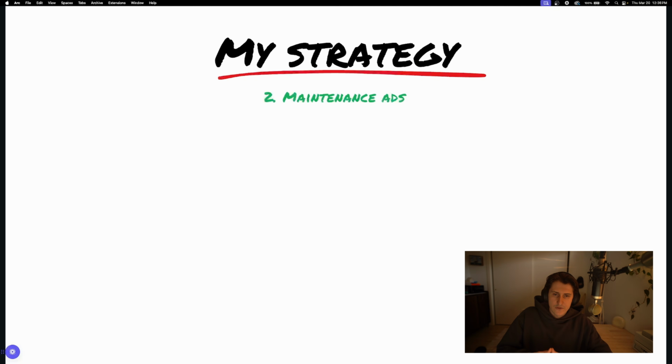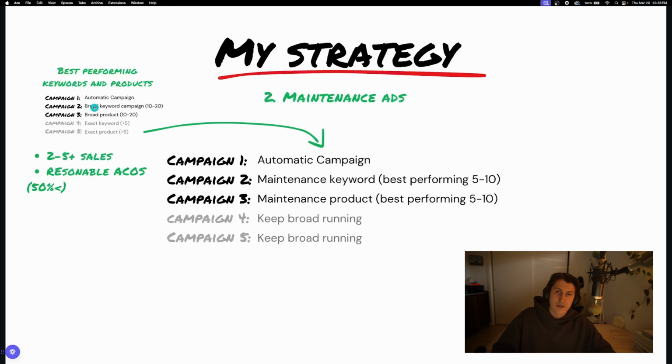So our maintenance ads are just going to be ads that will be better over the long term. They're not going to be as broad. They won't spend as much money. And we know that we're only going to be targeting things that will actually bring us the most profitable ad sales as we can. So basically what we're going to do is we're going to take our keywords and our products from our launch campaigns and take the best performing ones and put them into our maintenance campaigns.